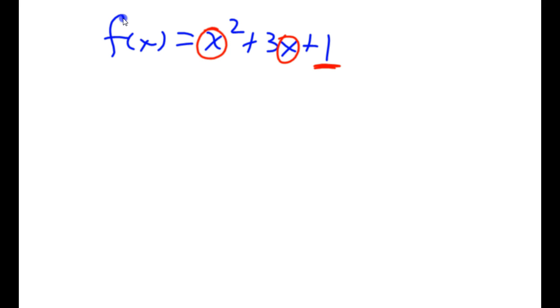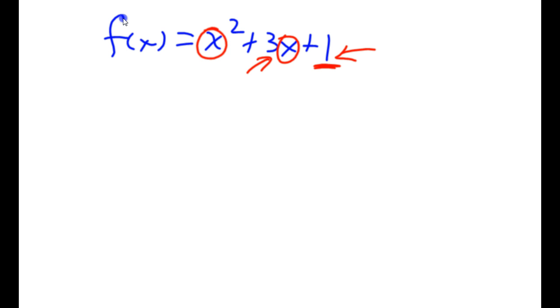Are there any values in this world that you're not allowed to square? I don't think so. I'm allowed to square every number that I want. Is there any number in this world that I'm not allowed to multiply by a 3? Well, again, I think I can multiply every number in this world by 3. And then lastly, couldn't I add 1 to any number in this world?